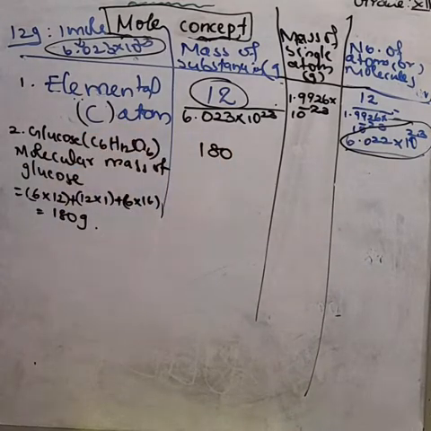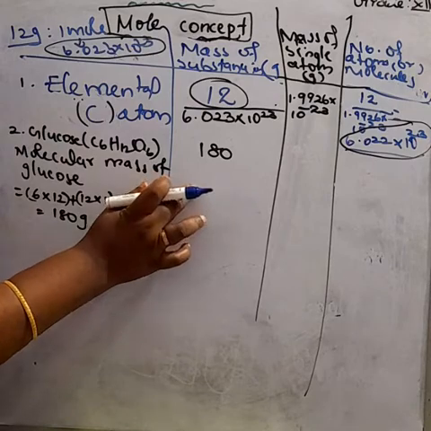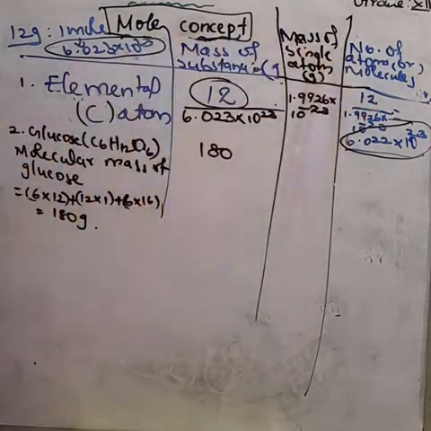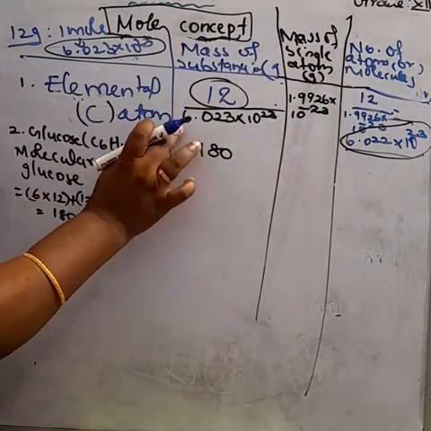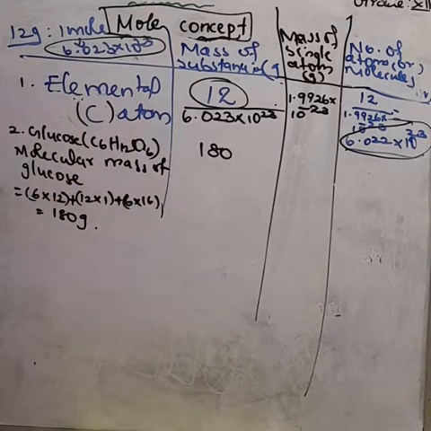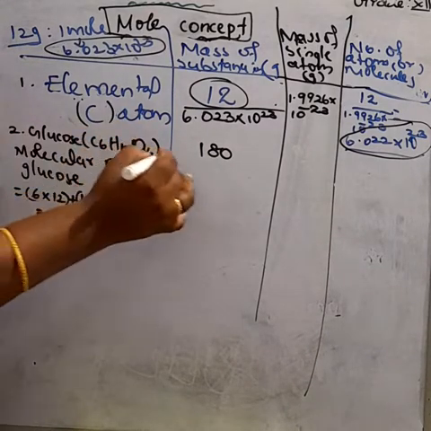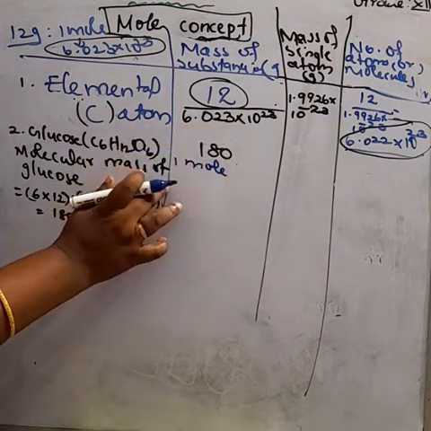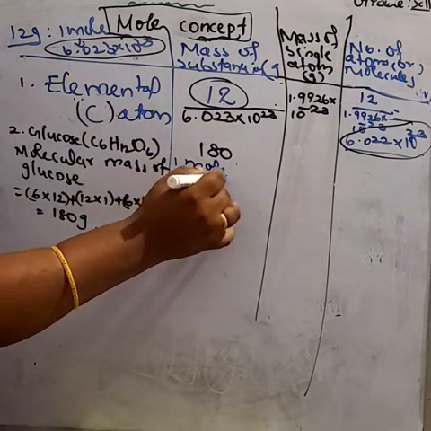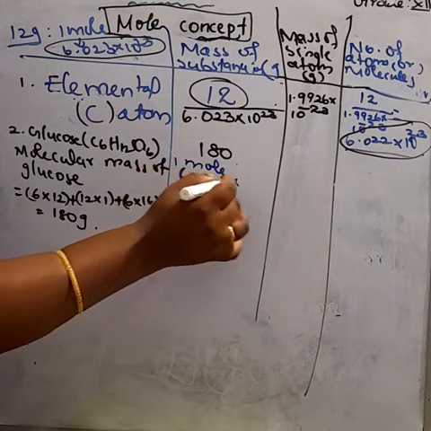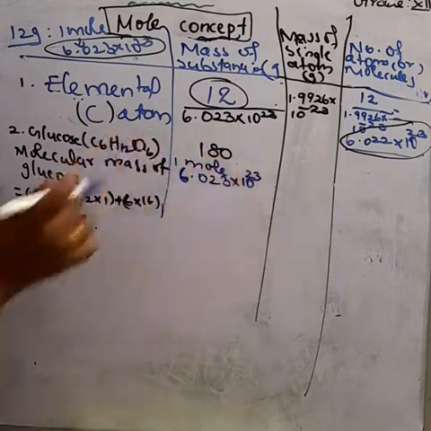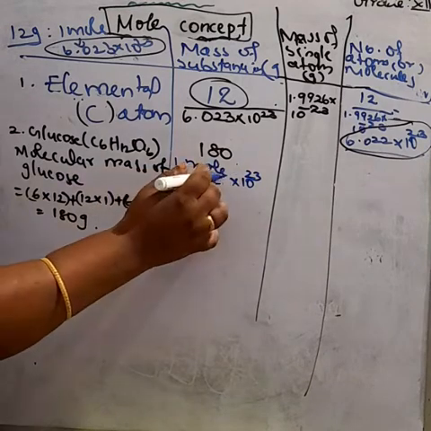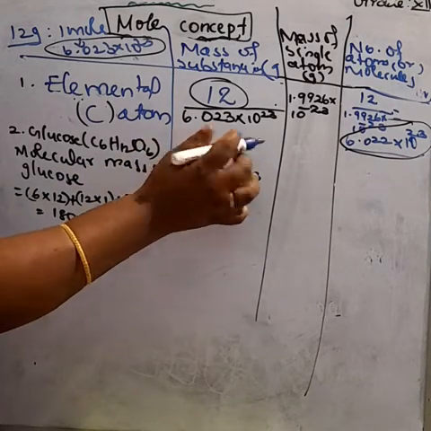Understood? So now for getting the total number of atoms, we are calculating the total number of atoms. So 180 gram of glucose, that is 1 mole of glucose. 180 gram glucose means 1 mole. So 1 mole means how many molecules are there? 6.022 into 10 power 23 molecules are there in 180 gram of glucose.